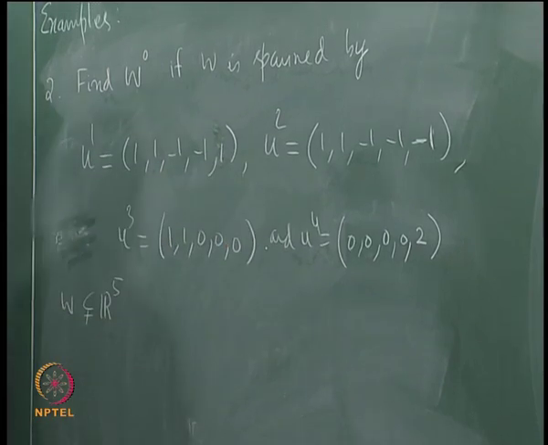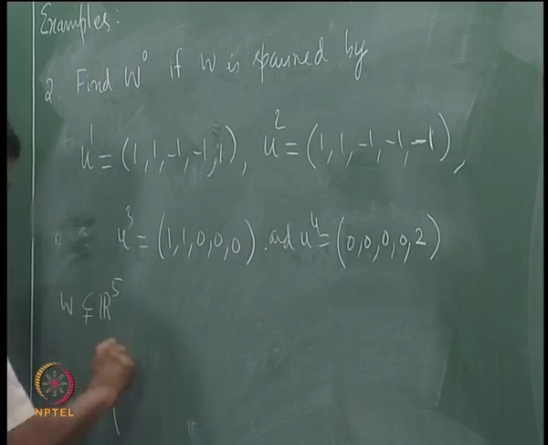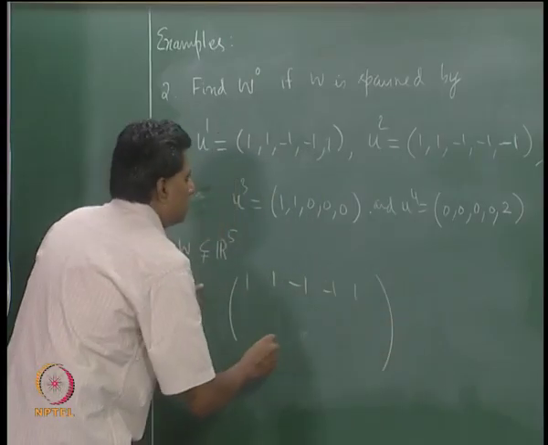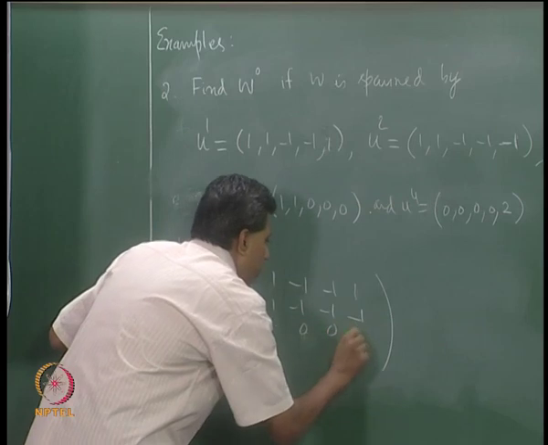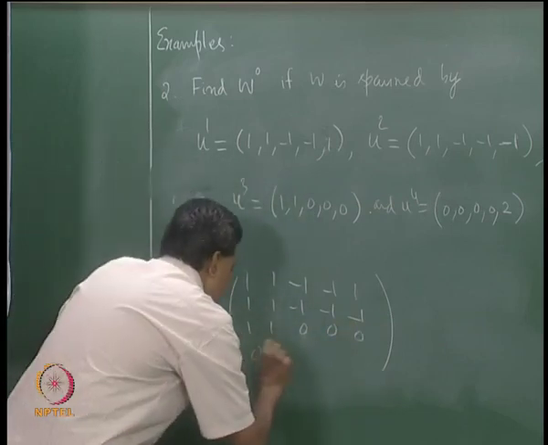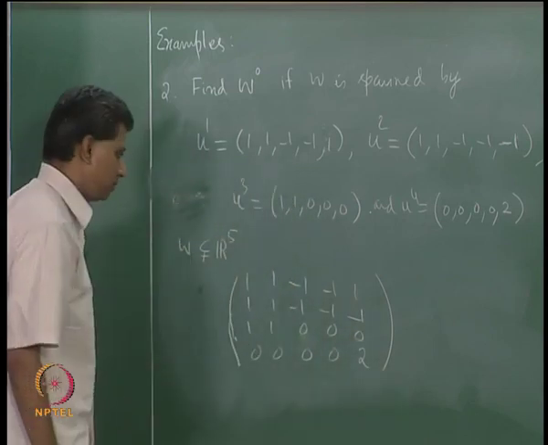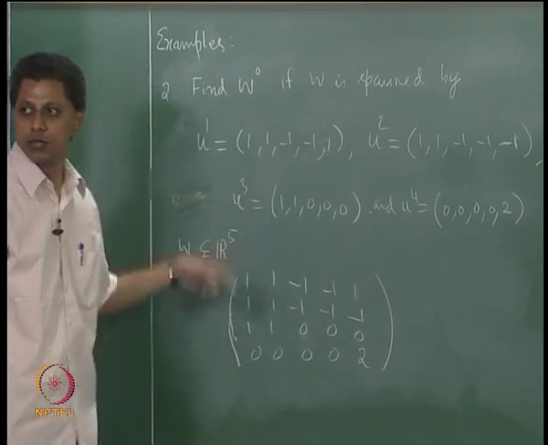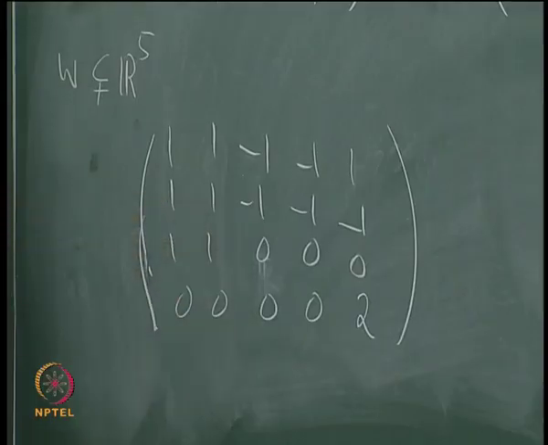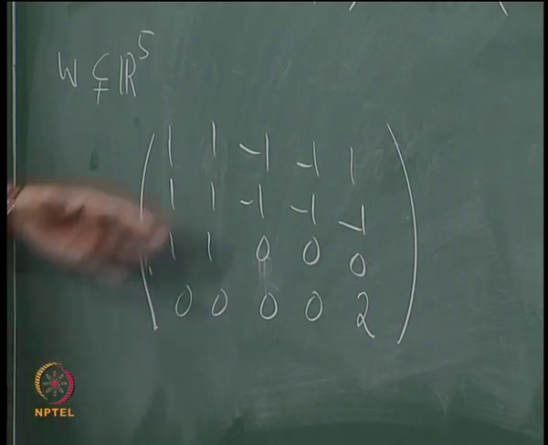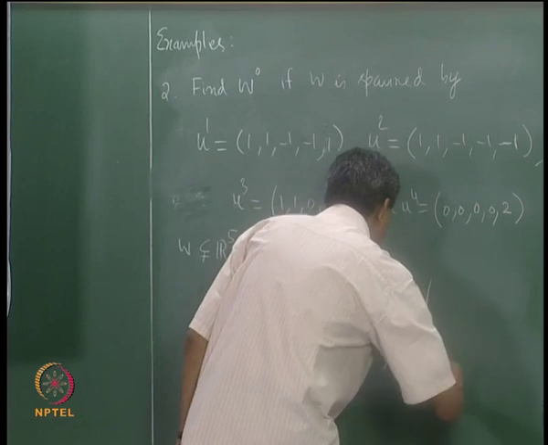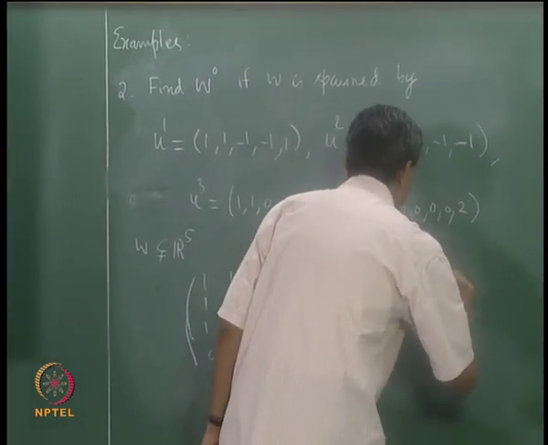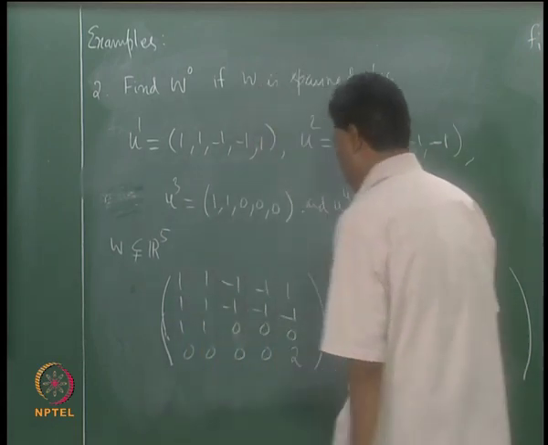Okay. But before that, let us look at these 4. I will again write it in the matrix form. 1 1 minus 1 minus 1 1, 1 1 minus 1 minus 1 minus 1, 1 1 0 0 0, 0 0 0 0 2, and apply elementary row operations. W is the subspace which is the row space of this matrix. Okay. Row space does not change if we do elementary row operations. So I want to do just probably one operation. I will not reduce it to the row reduced echelon form. I will just do one of these.